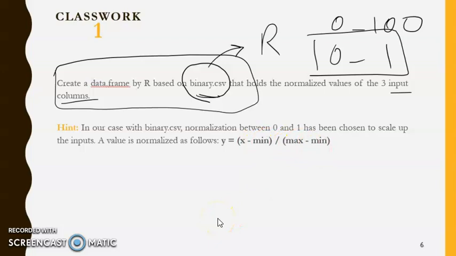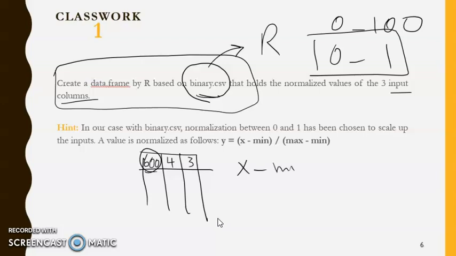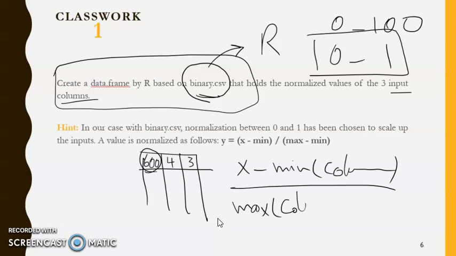You remember I told you about minimum and maximum, and here we are gonna practice it, my friend. We are gonna normalize each column in this way. For example, if we have these 3 columns, and here we have 600, here we have 4, here we have 3. When we want to normalize it, we need to use this formula. This formula says x minus the minimum of the column, over the maximum of the column minus the minimum of the column.